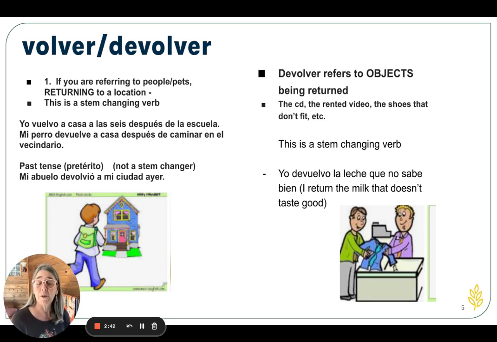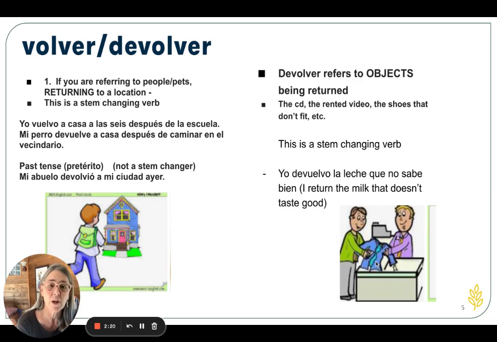But notice these are people or pets. They are animate objects. Devolver refers to objects that are returned. The phone is returned because it doesn't work. The video, the whatever is returned after you rent it. Or the shirt, in this case, you can look at the image here. Some kind of clothing item is returned for some reason.